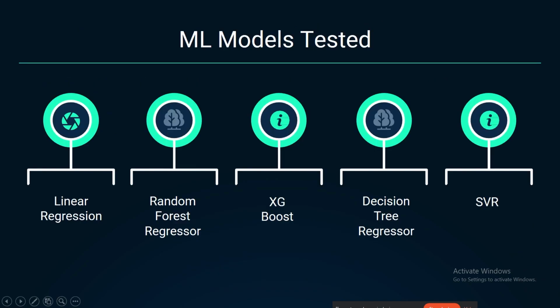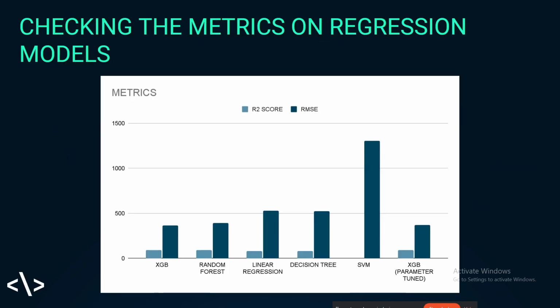So now the ML models which we have tested for predicting the wind energy output are linear regression, random forest regressor, XGBoost regressor, decision tree regressor, and SVR. So once we selected those regression models, we started checking the metrics of each model and compare among them. So here the metrics are R2 score and root mean squared error. So we had more R2 score for XGBoost and less root mean squared error for XGBoost compared to other models.